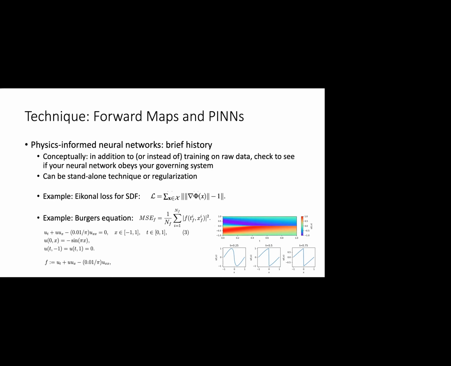So what do you do then? Physics-informed neural networks are a really cool solution to that. People have been doing physics for a couple of years now. We have a few models, and it would be really nice if we could use them. So the idea of physics-informed neural networks is that you take the governing equations. So in this first example, it's the Eikonal equations, which a signed distance function needs to obey.